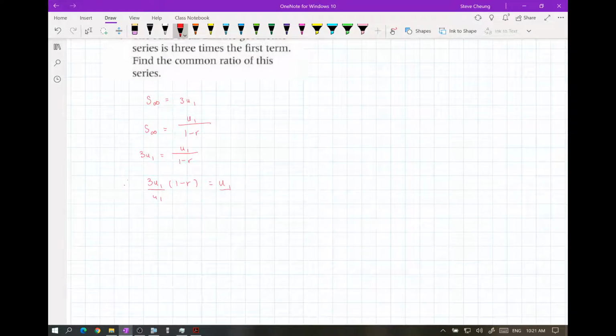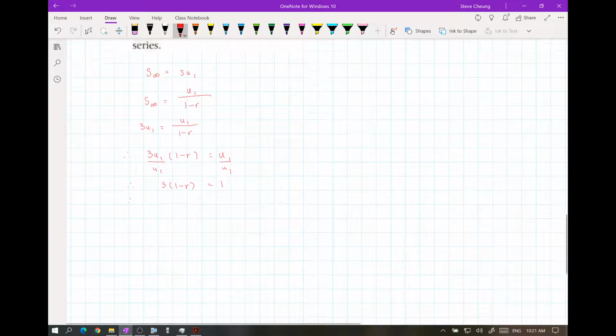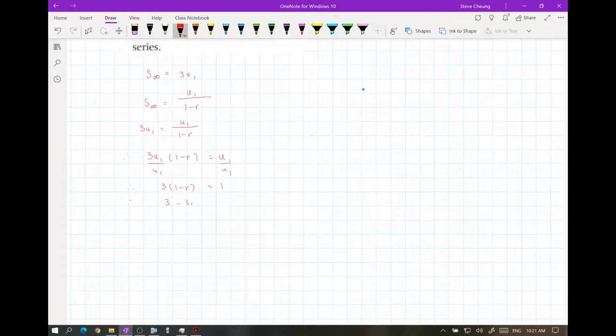So if I divide this by u1, I'll have 3 times 1 minus r equals 1. And then go ahead and just isolate r, which is 2/3.